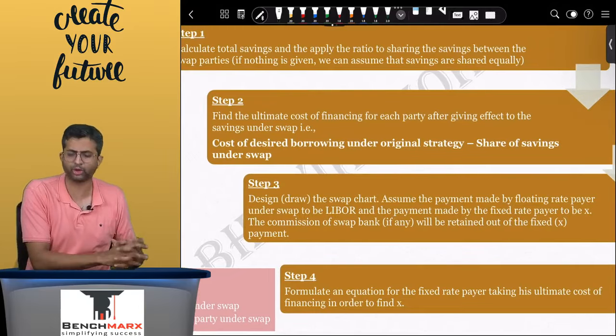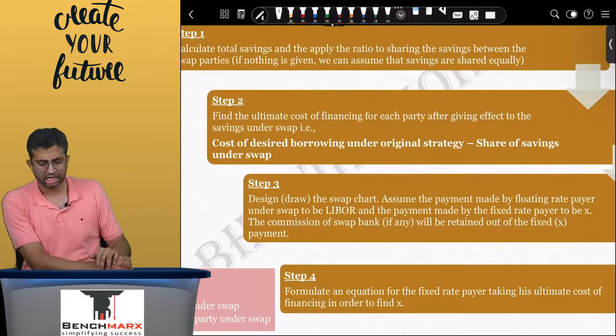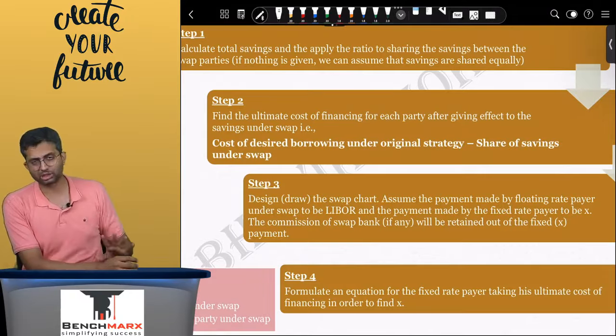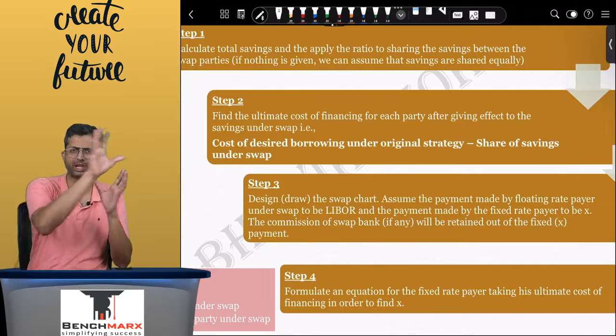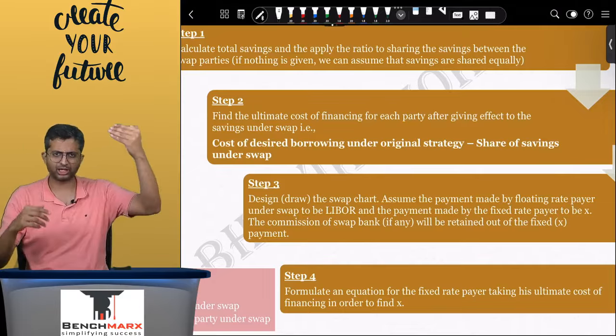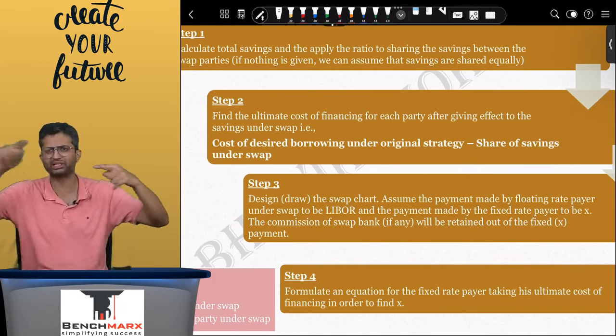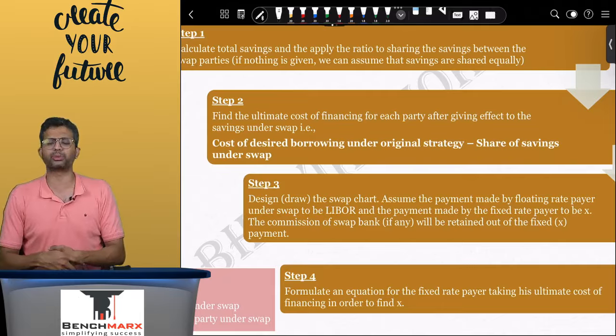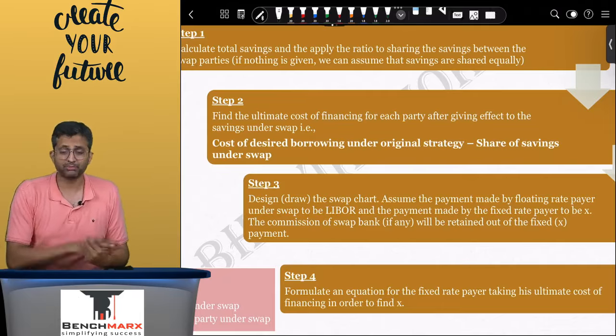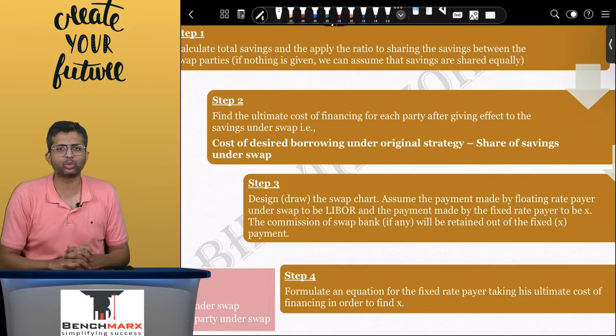So that is the cost of borrowing under the original strategy minus the share of savings. Based on that, you will actually draw up an entire swap. You will draw a chart where you will have both the parties. You will take your actual borrowings and then you will have swap flows, but you don't know how much is to be paid. So let the fixed payment be X and let the variable payment be equal to LIBOR.